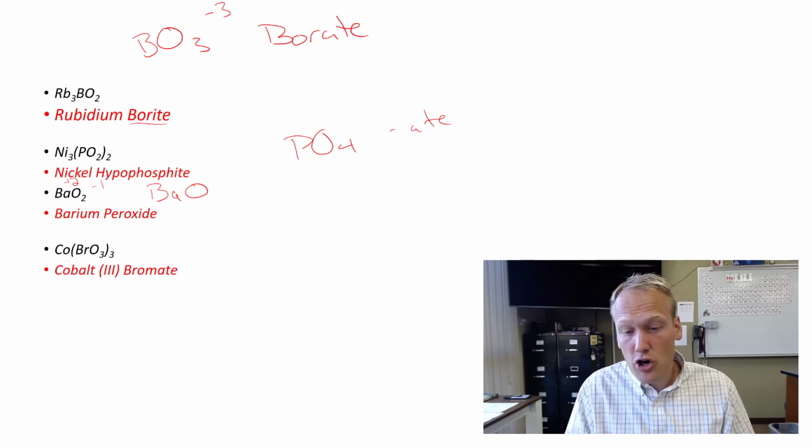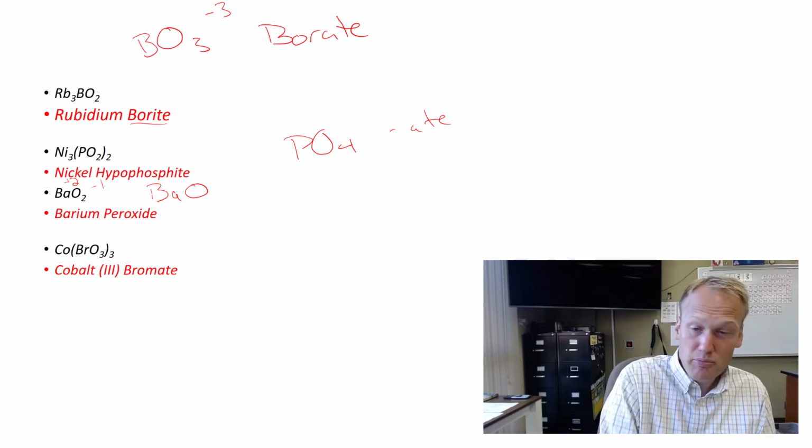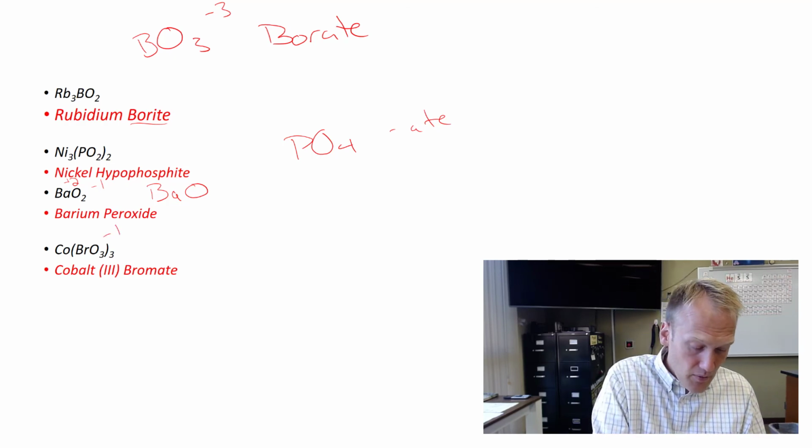Finally, we have cobalt-3 bromate. Bromate is a -1 charge, which means this has to be cobalt-3. This is another thing that's just going to require some practice. Get comfortable with calculating the oxidation states of cations that could have multiple charges.